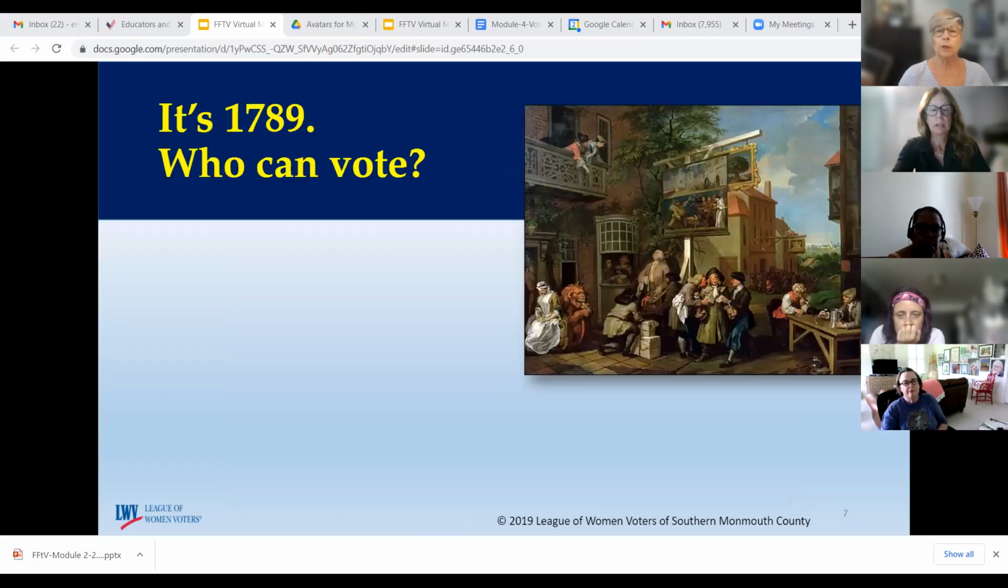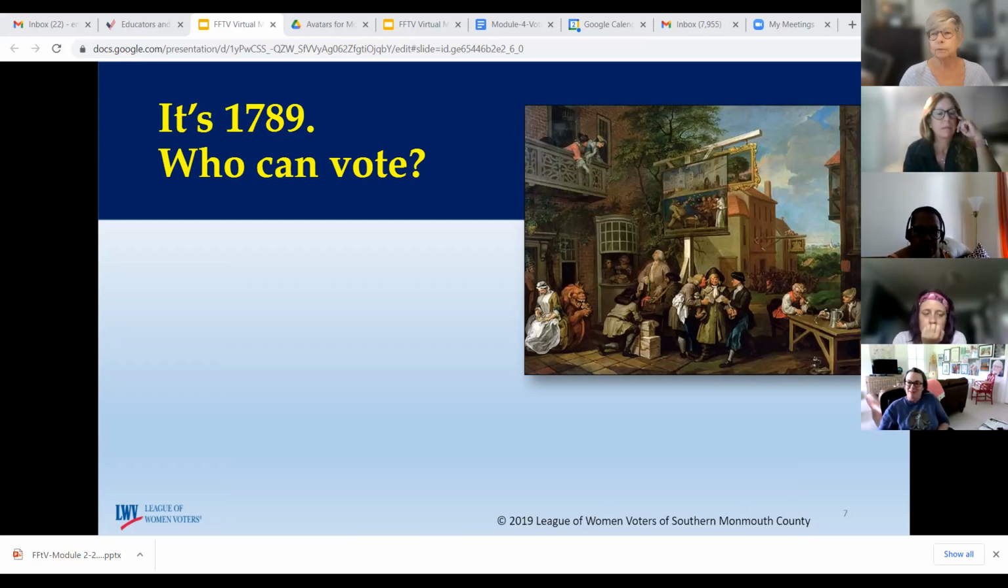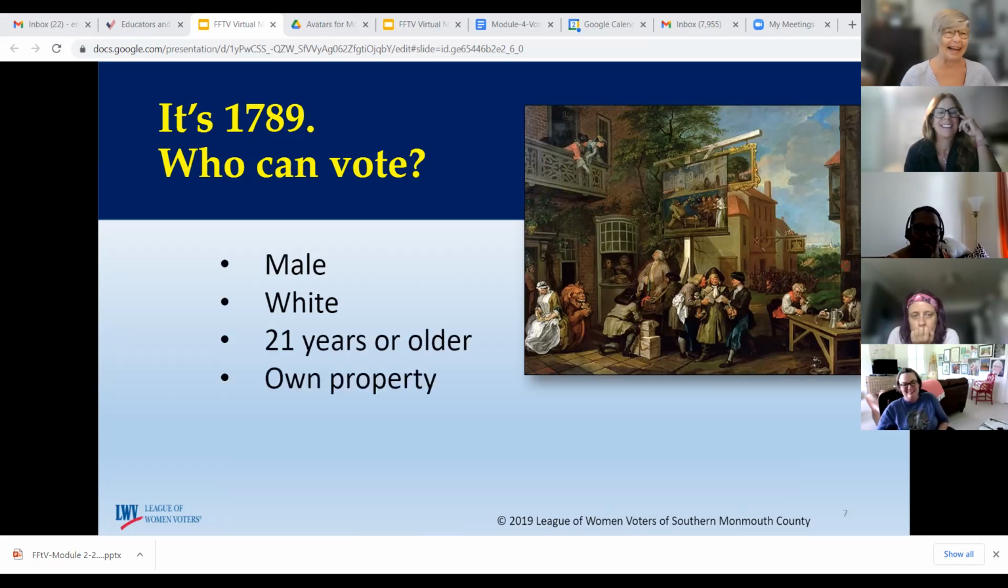Okay, so it's 1789. The founders have decided who's going to vote. Who is it that may vote at this time? Do you know? Can you share? White men, with property, and one more thing. Over 21? Yeah, you got them all. Well, I'm George Washington. That's why.